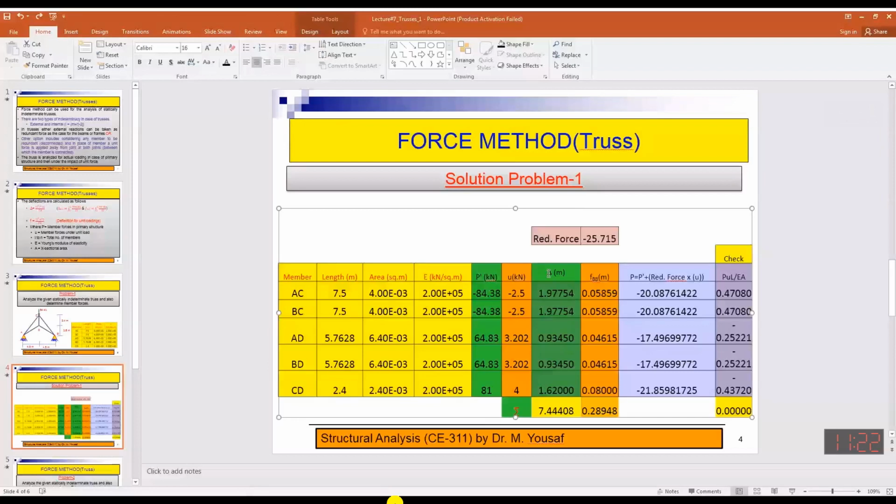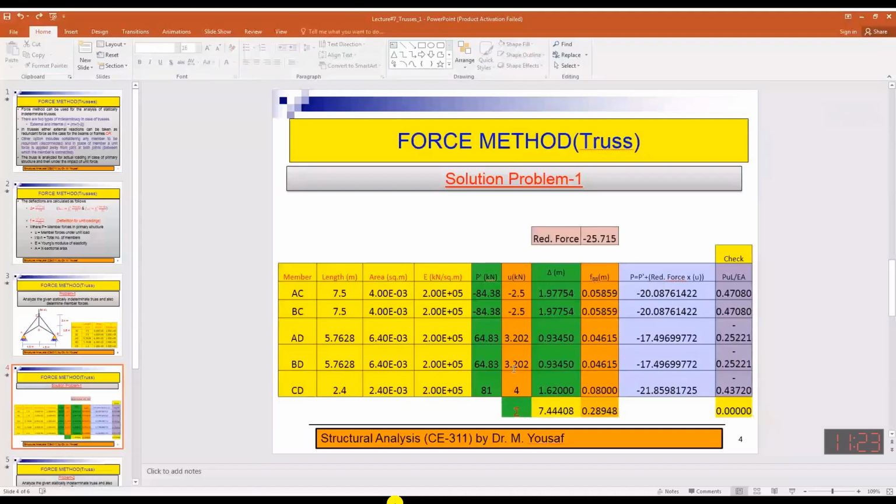So see, everybody should listen carefully. In this case, you should have calculated this one: 1.97, 1.97. All the values are to be calculated up to 4 decimal places, at least 4 or 5, because the values of the deflection are so small that if you just take the rounded values, then it will be giving you nothing. So it should be taken up to 4 or 5 digits.